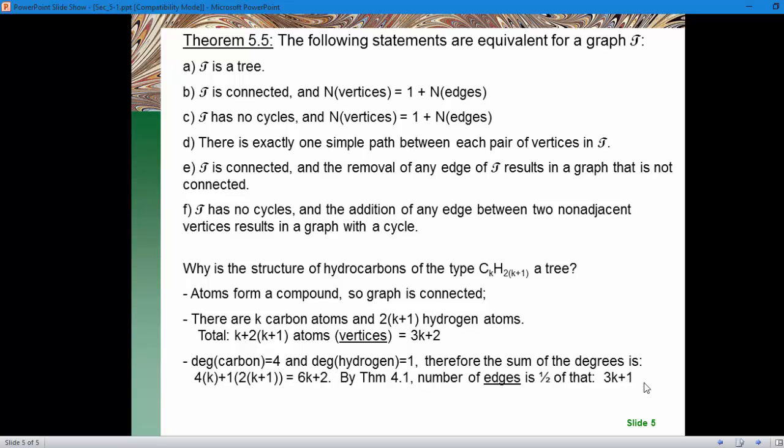And now the conclusion. Notice that the number of edges is 3K plus 1, and the number of vertices is 3K plus 2. So you have the number of vertices is 1 more than the number of edges. So you know that this is a tree because it's connected, right? It's a compound. According to part B here, the structure is a compound, so it's connected, and you notice that the number of vertices is 1 more than the number of edges. Therefore, the structure of a hydrocarbon is a tree.